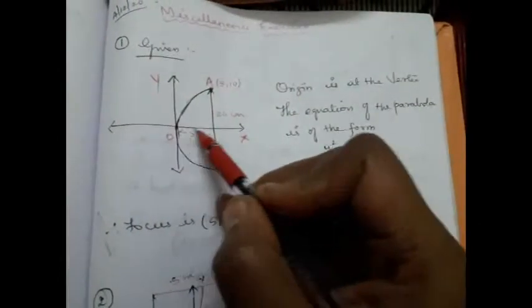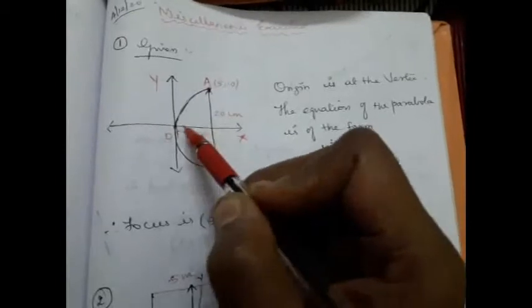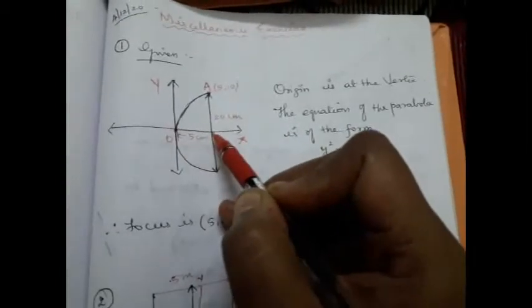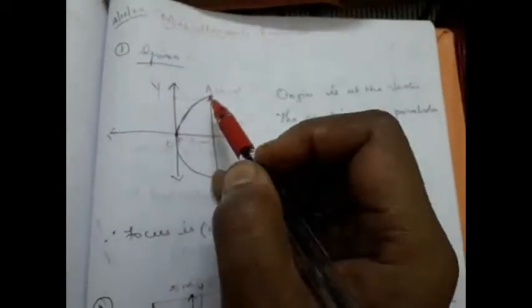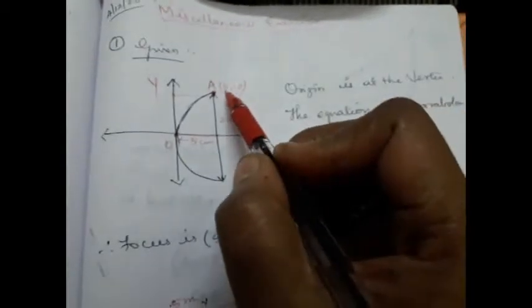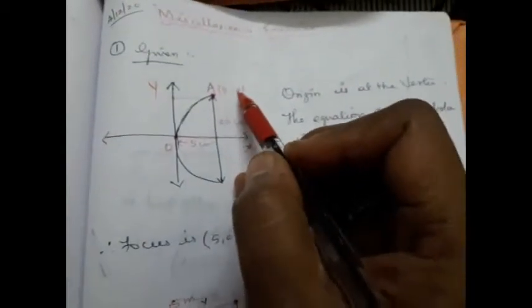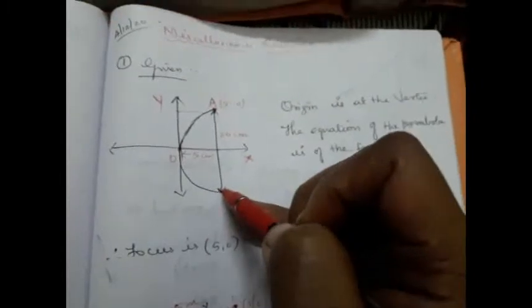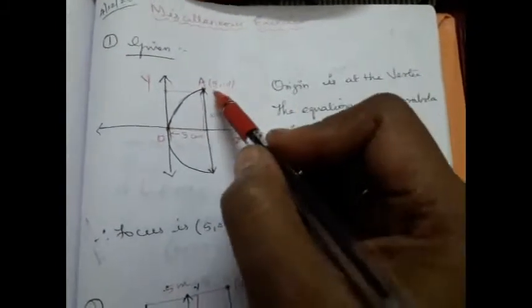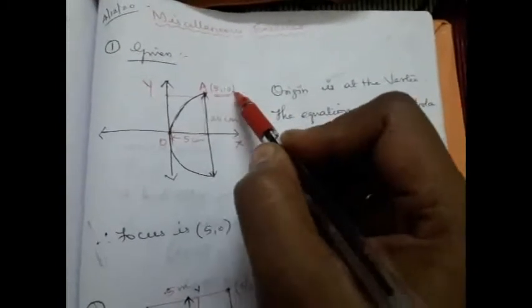Now A is a point on the parabola. It is given that it is 5 centimeter deep, so the x value is 5, right? So the x coordinate of A is 5. How to find the y coordinate? The diameter is 20 and we know it is symmetric about the axis. Therefore this is going to be 10 centimeter. So the coordinates of A are (5, 10).